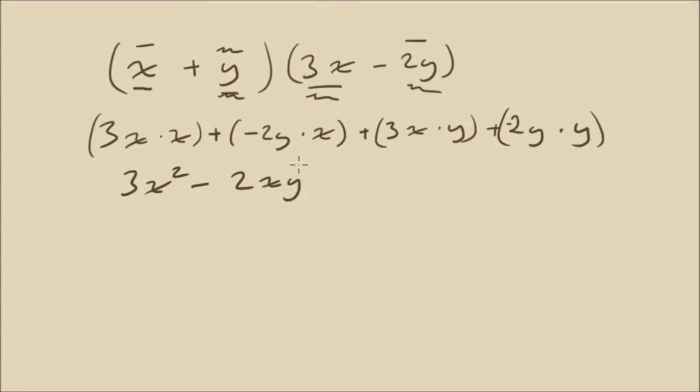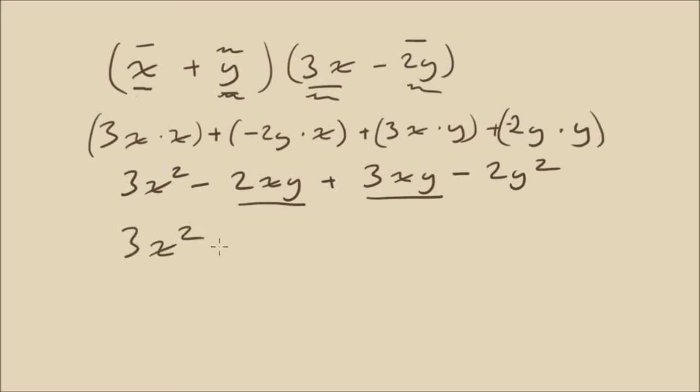Anytime I have an xy, I'm always going to put my x's first. That's just the way I'm going to do it. Plus 3xy minus 2y squared. So I can further simplify this because these have the same variables. I can't do anything with the other two though. So that's going to be 3x squared plus xy minus 2y squared. And that becomes my answer.